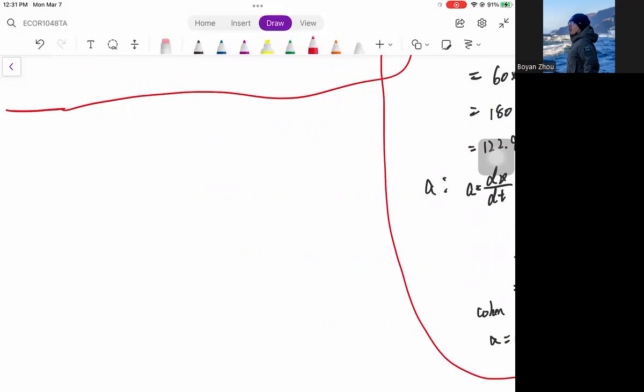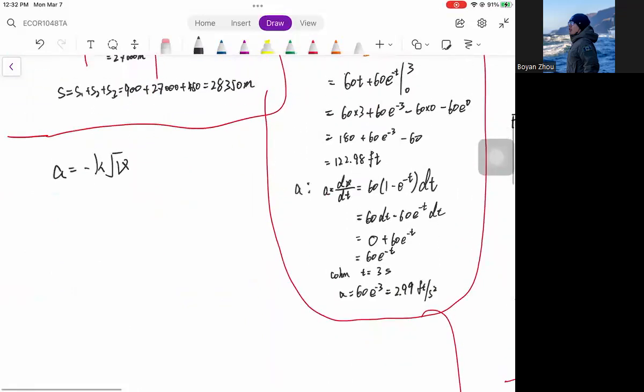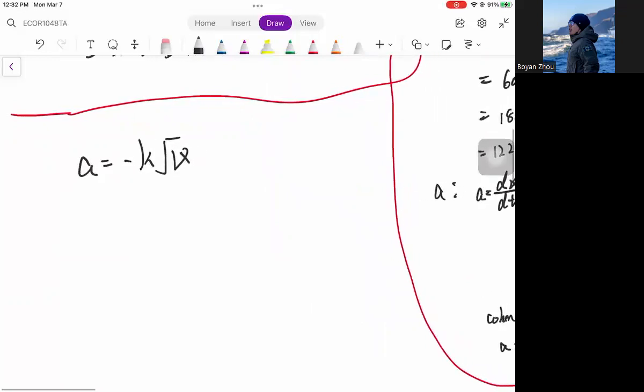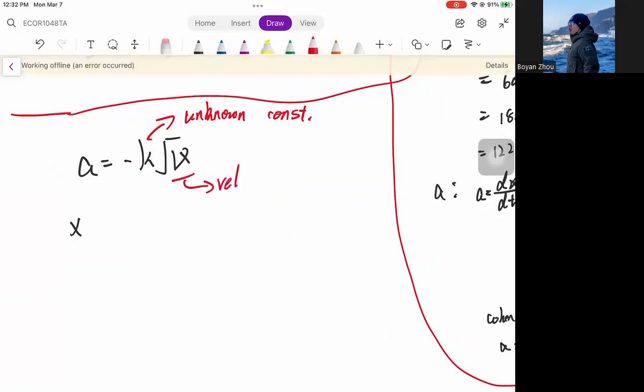So what we have is an equation again relating the acceleration and the velocity. Like before in the third question, we had an equation relating the acceleration and the displacement, but now we have an equation relating the acceleration to the velocity. The known conditions are going to be the same: K is the constant and its value is unknown, V is the velocity, and A is the acceleration.